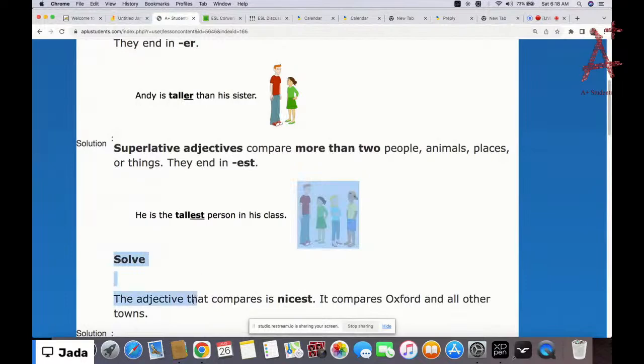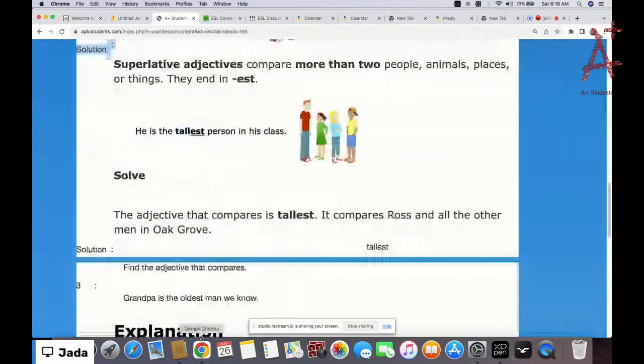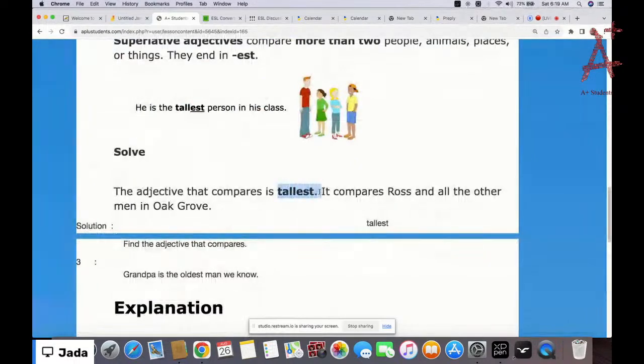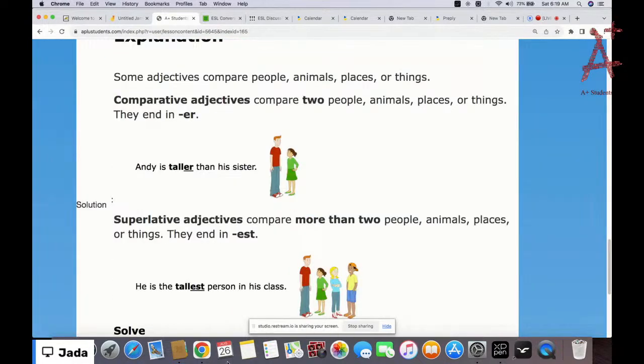So now, Ross is the tallest man in Oak Grove. When you are looking for the adjective that compares, it shows that Ross is the tallest. So it's comparing tallest. Okay? Tallest, that is it. And then: Grandpa is the oldest man we know. So oldest, it's comparing what? Grandpa as the oldest man.